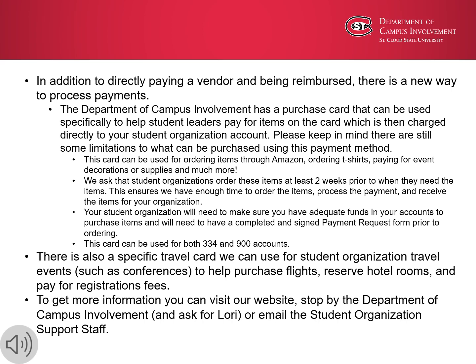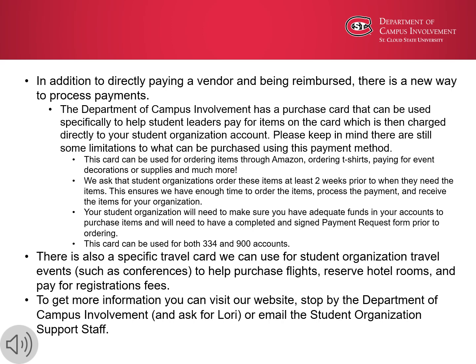We ask that student organizations order these items at least 2 weeks prior to when they need the items. This ensures we have enough time to order the items, process the payment, and receive the items for your organization. Your student organization will need to make sure you have adequate funds in your accounts to purchase items and will need to have a completed and signed payment request form prior to ordering. This card can be used for both 334 and 900 accounts.